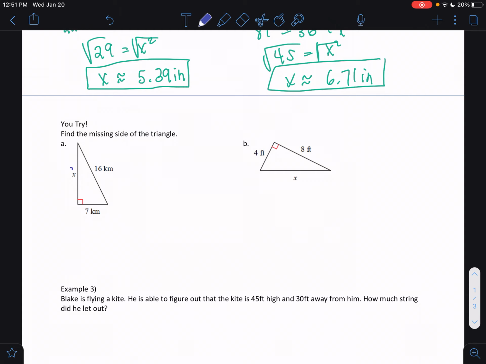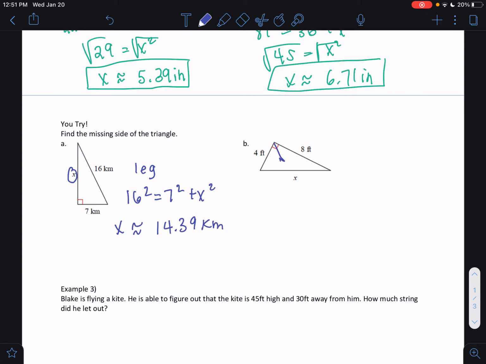So our first one here, we are finding a leg. So your equation should be set up like this. You should get that x is approximately 14.39 kilometers.